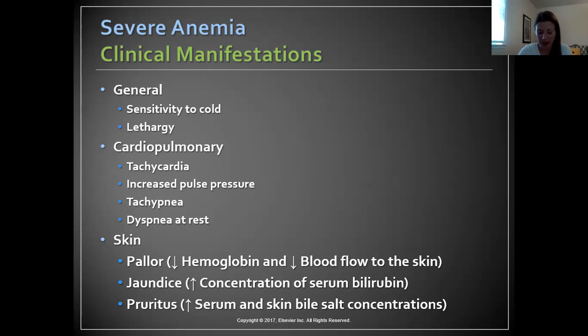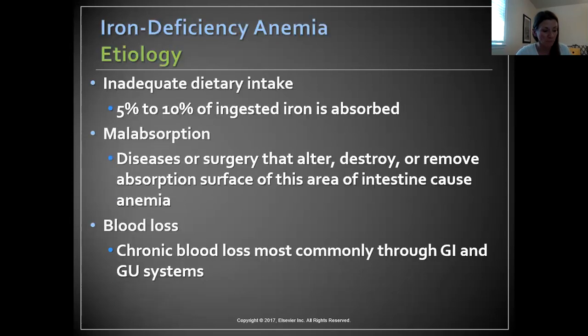Skin changes include pallor from decreased hemoglobin as well as decreased blood flow to the skin. If the patient is having excessive red blood cell breakdown, they may have an increase in serum bilirubin, which causes jaundice, or an increase in serum and skin bile salt concentrations, which leads to pruritus or itching.